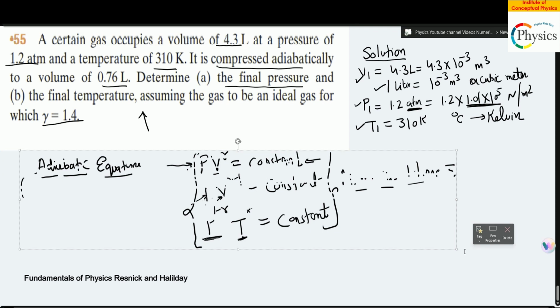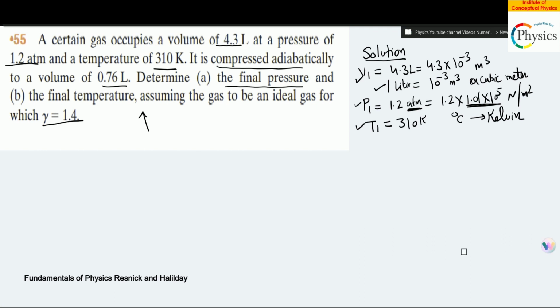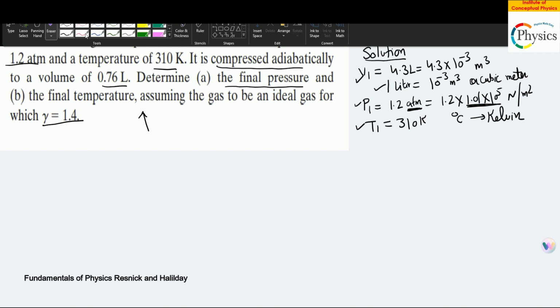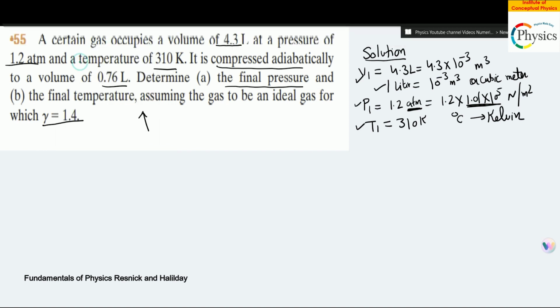and use that space. So I've just deleted this. All right, so let's continue with our problem solving. What is happening after that is the gas is going through the adiabatic process, and the gas is compressed adiabatically, right? So let's say the volume V2 is, it's a compression, it's given 0.76 into 10 raised to power minus 3 meter cube. Always convert liters into meter cube.